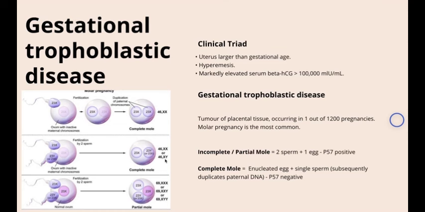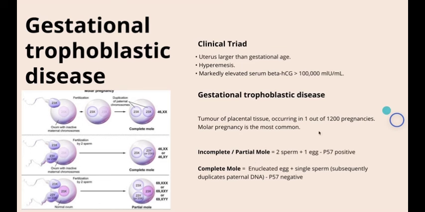One thing you can also look at as well is the P57 tagging. So I put here that P57 is positive on a partial mole and P57 is negative on a complete mole, and this might be something you see in a question. And that's because P57 is found on maternal chromosomes. So obviously, because a complete mole is completely trophoblastic, it's going to be P57 negative, whereas a partial or incomplete mole is going to be P57 positive.